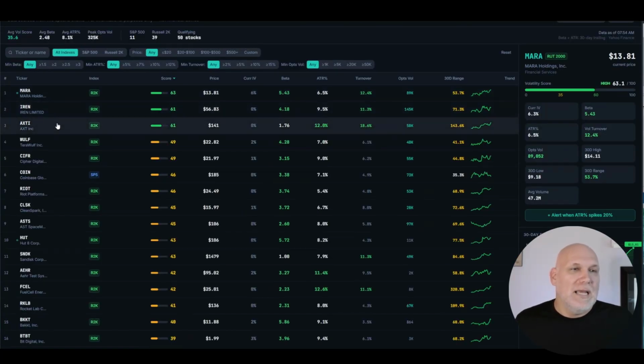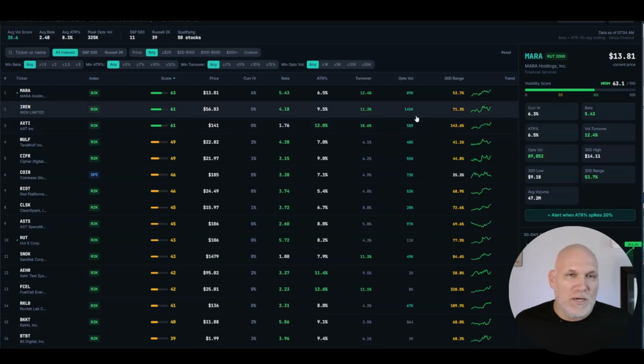High IV scalping. These are candidates that are high IV and have high turnover, are liquid. You can see that they trade lots of options volume.